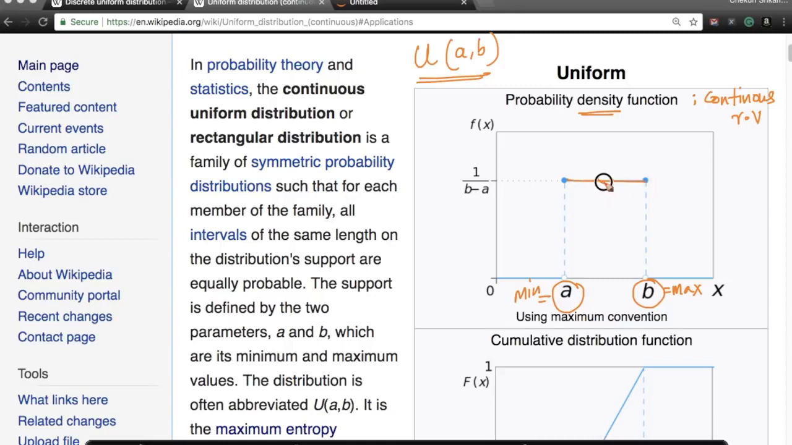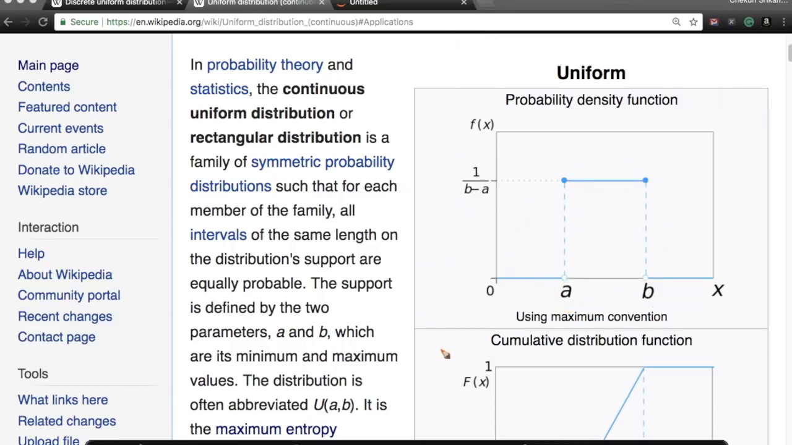Because the probability of getting any value here is the same. And what will such a probability value be? It will be 1 by b minus a. Because remember, the area under the probability density function should be equal to 1. So this height is 1 by b minus a. So this is the probability density function of a uniform distribution.